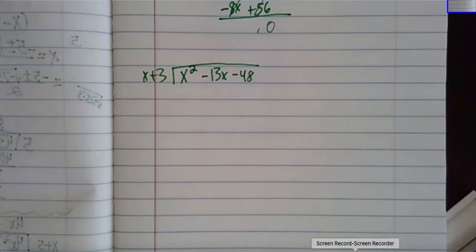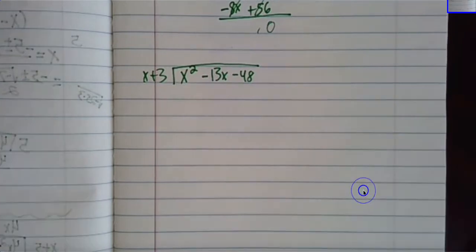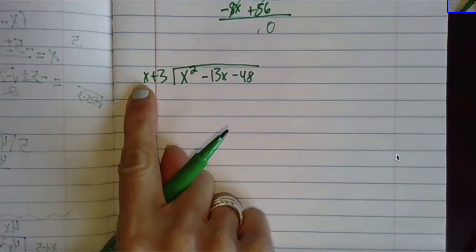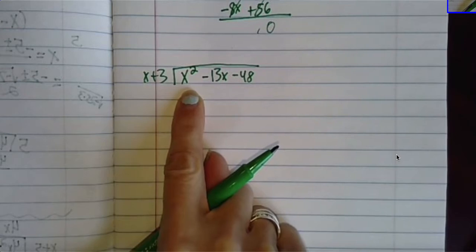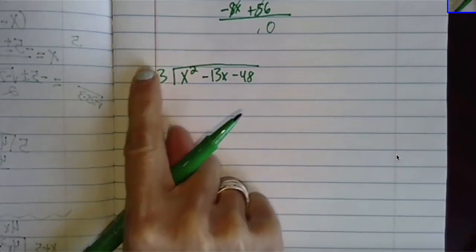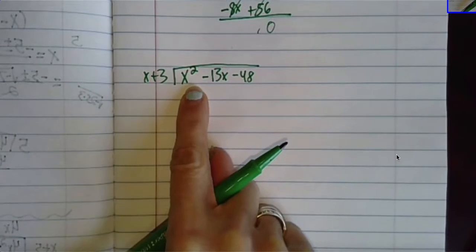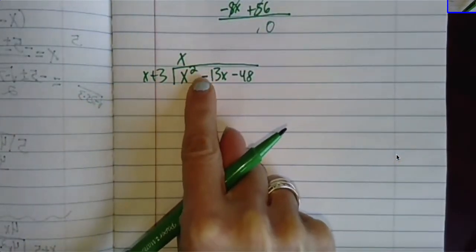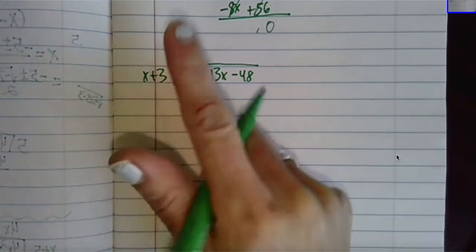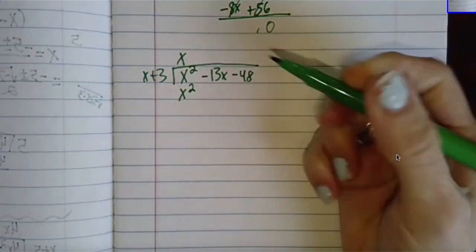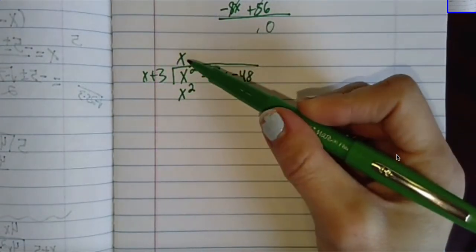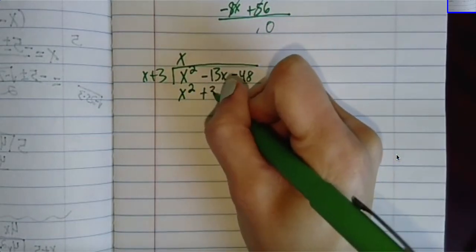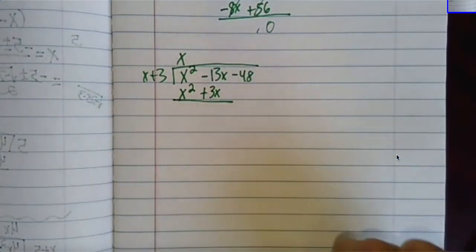Go through this one, and then I'll give you the next one. What times x is x squared? X. That's your first step: you have to figure out what do I multiply by this to make it match that? An x is all we're missing. I have one x, I need an x squared. X times x is x squared. Then you still have to distribute it to the 3. What's x times 3? 3x. So you write them down.